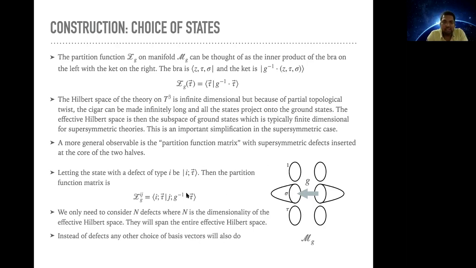Coming back to the supersymmetric case, this is the partition function matrix that you would consider. This is an n by n matrix where n is the dimensionality of the Hilbert space. Now, instead of considering supersymmetric defects inserted at the core, you could consider any other state. In fact, that's what will help us. You will not consider supersymmetric defects, but you consider other states, and that would make our life easier.